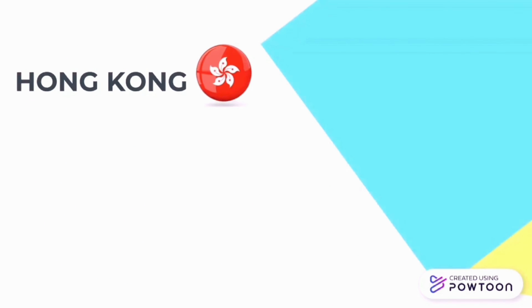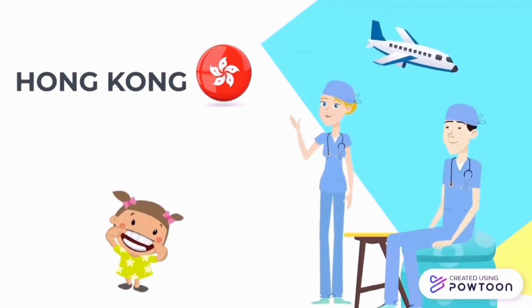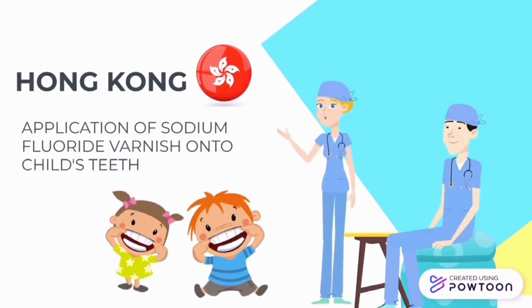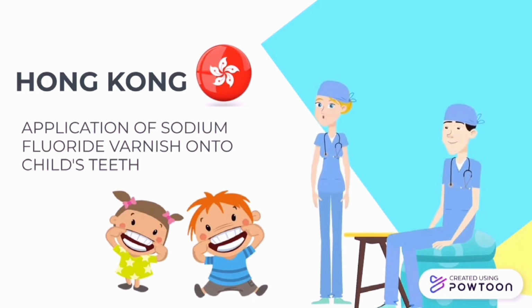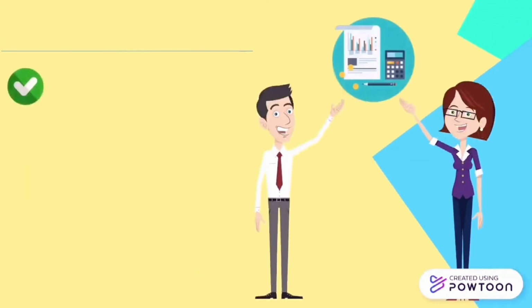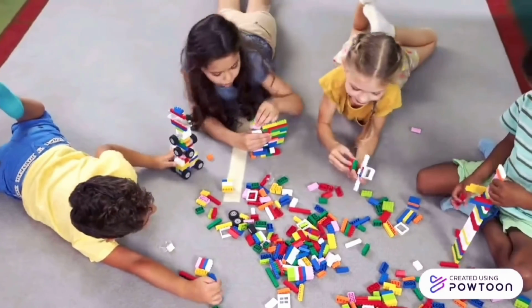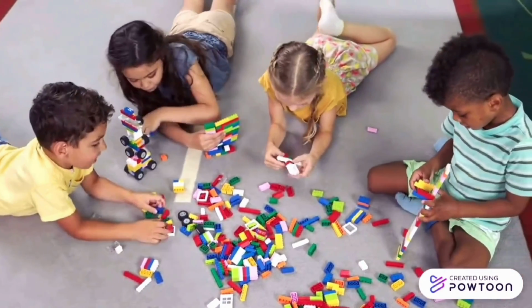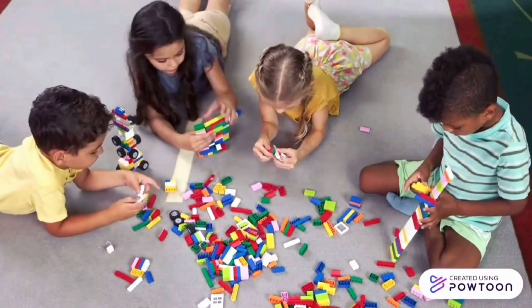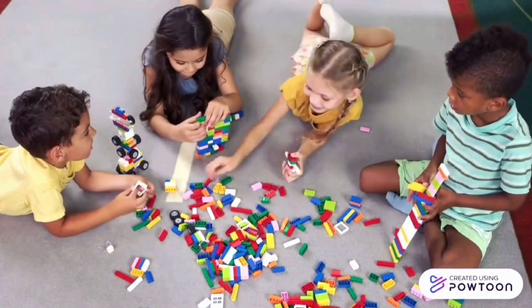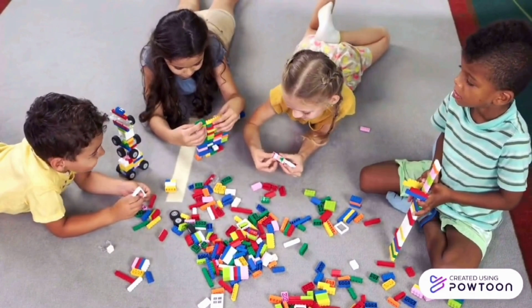Lastly, Hong Kong has introduced the application of sodium fluoride varnish onto children's teeth. According to a 24-month RCT study conducted in Hong Kong, the intervention group received 5% sodium fluoride varnish application. An improvement that can be done is for the government to provide a subsidy for dental preventive treatment to reduce the incidence rates of dental caries among preschool children. In conclusion, much more data is needed to confirm the effectiveness of this intervention, through further research, since they cannot be simplified to conclude as a gold standard intervention.